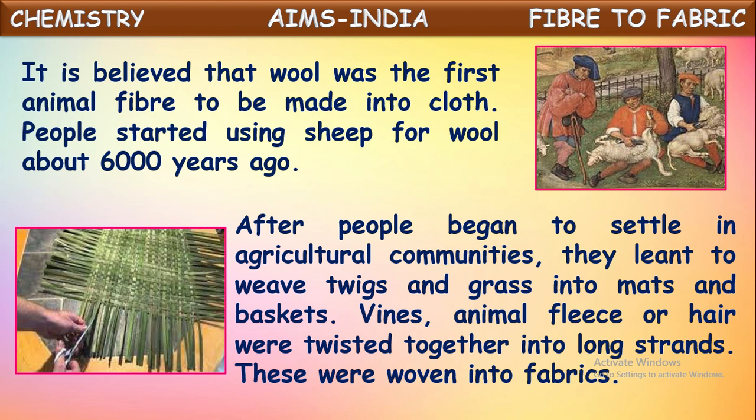First, they started with grass, and even started weaving twigs and grass into mats and baskets. So vines and animal fleece or hair were twisted together into long strands. These long strands were woven into fabrics. So from this fabric, they started making cloths.